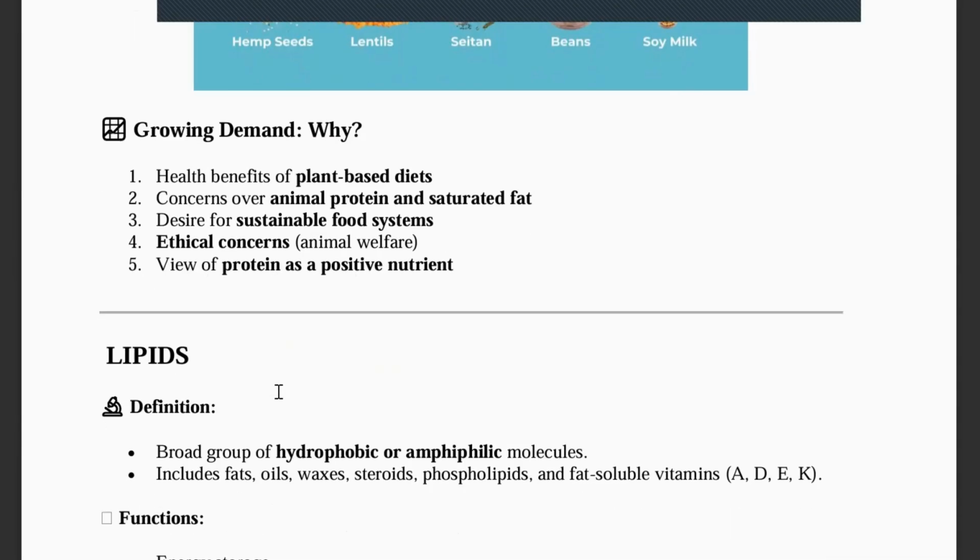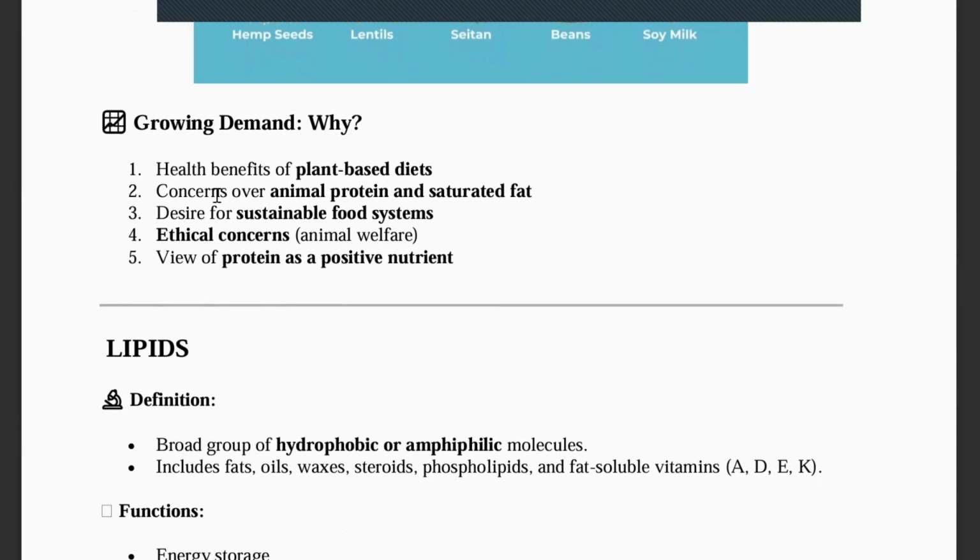What is the growing demand? Why? Because of the health benefits of plant-based diets, concerns over animal protein and saturated fat. It is designed for sustainable food systems and ethical concerns, that is, no animal welfare issues. Pea protein has a positive nutrient profile.